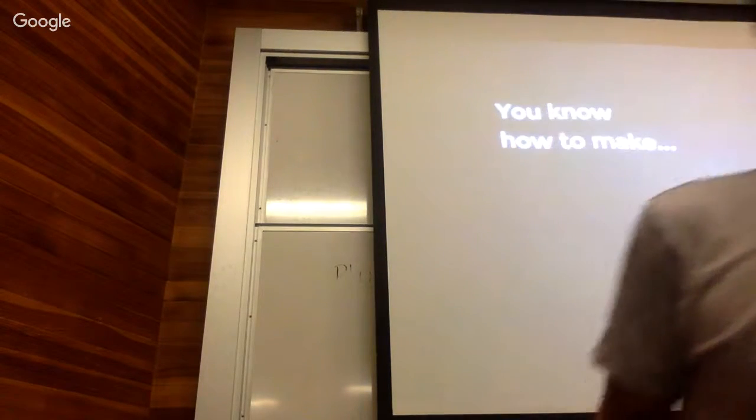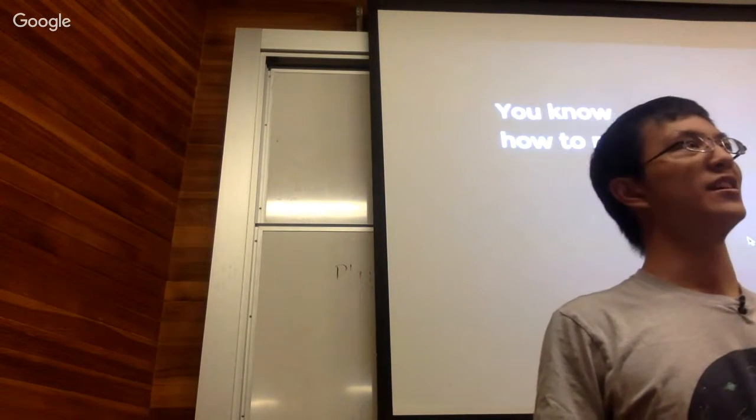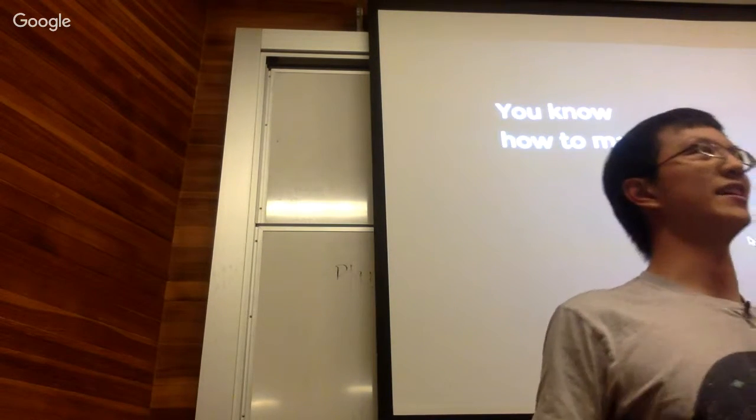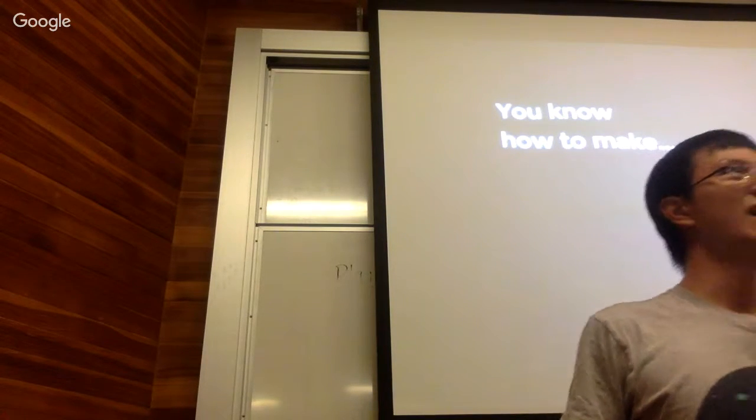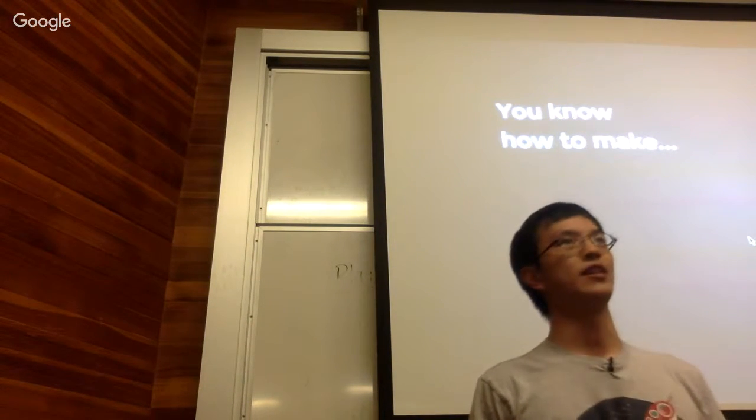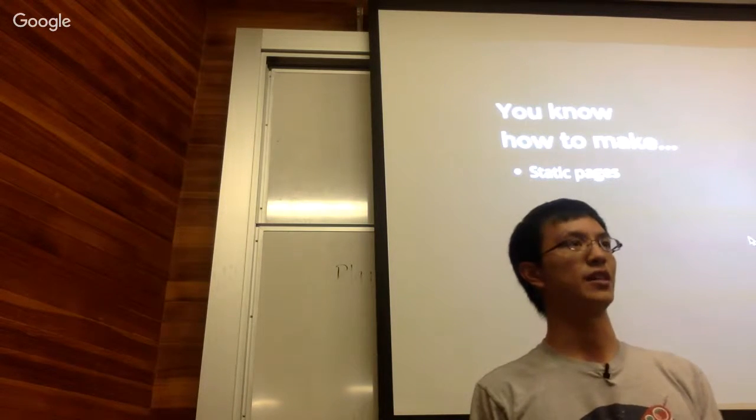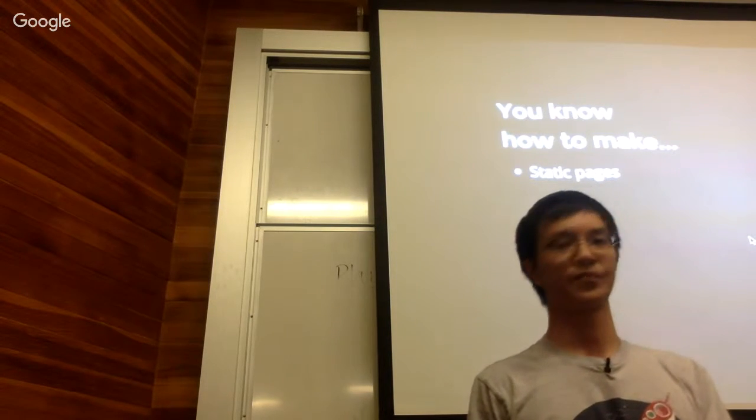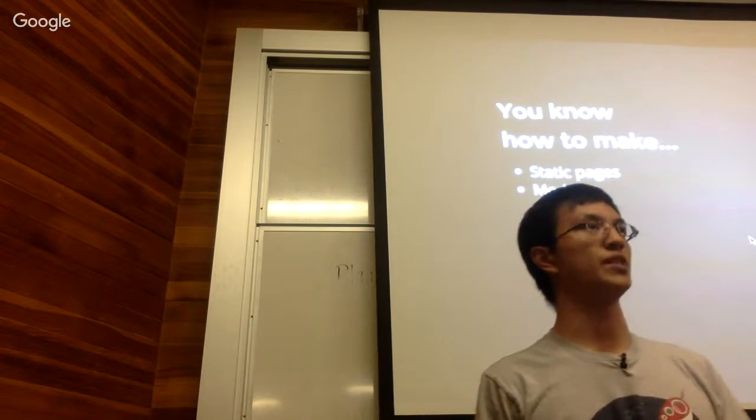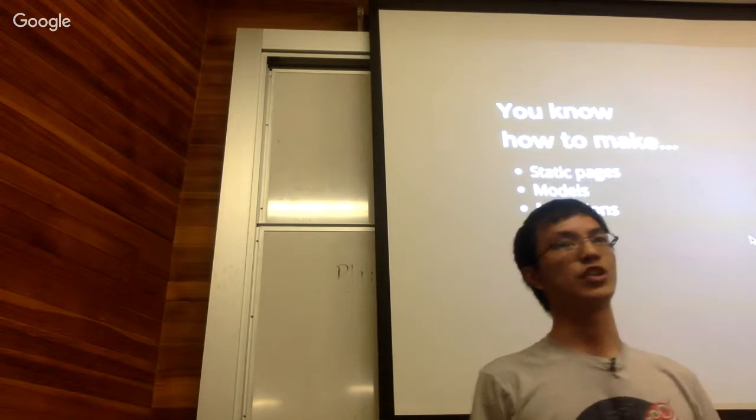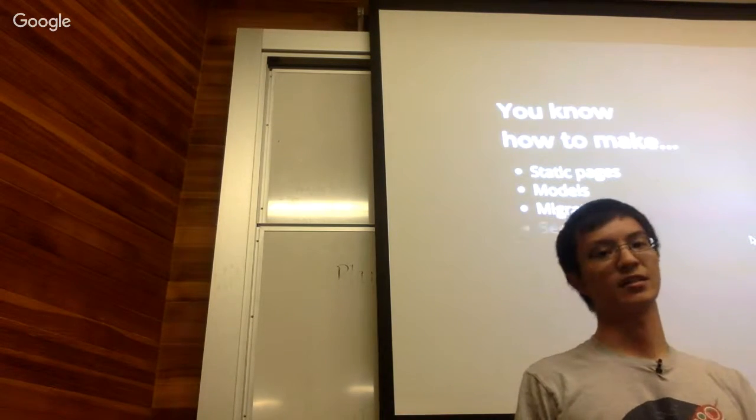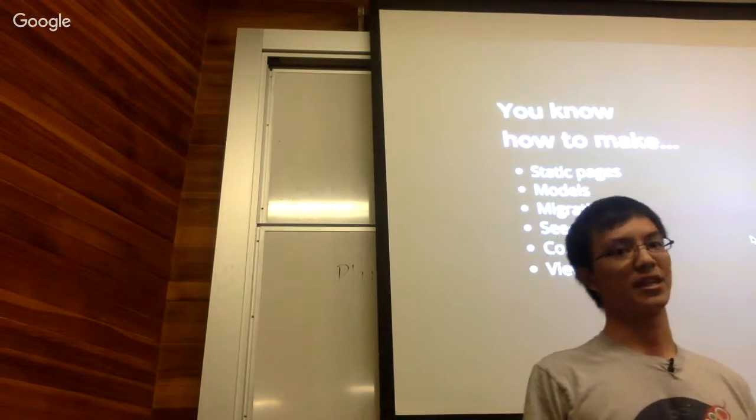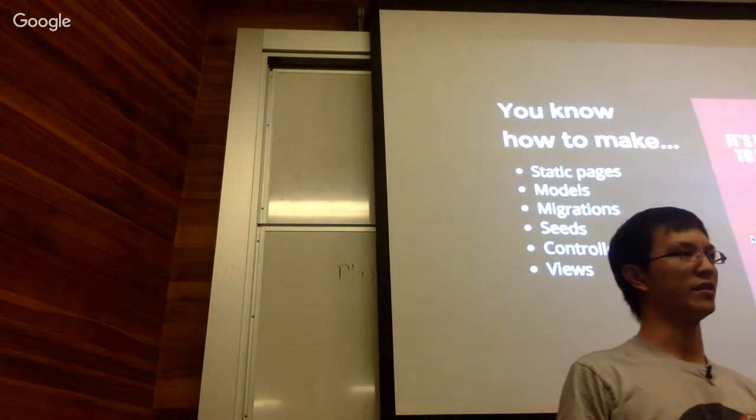At this point in the course, it feels like it's been a whirlwind of material and concepts and magic lines of code. But really, you have learned quite a bit. You have learned how to make static pages, how to take simple HTML and have it show up when you run Rails server. How to make models, which represent the connection to a database. Migrations, which allow you to change the schema of the database. Seeding a database, controllers, and views. So you know quite a bit at this point.